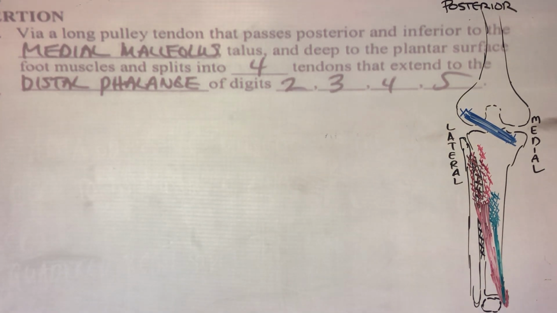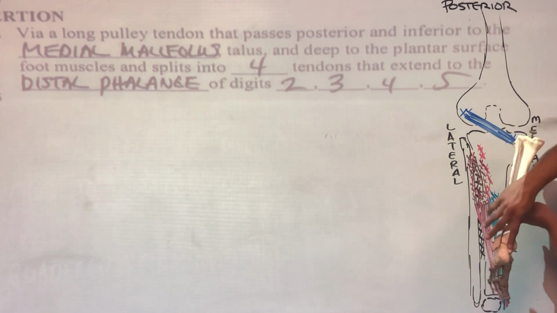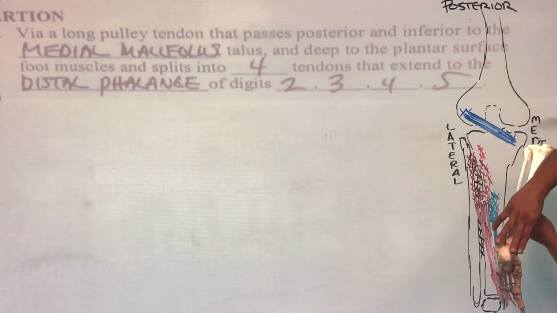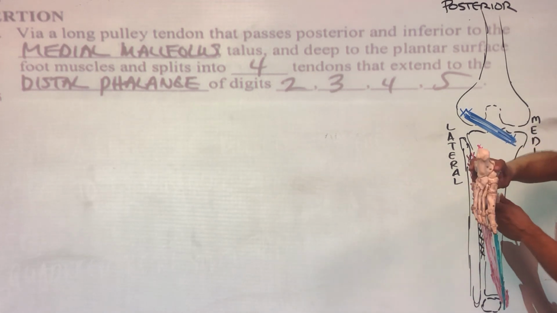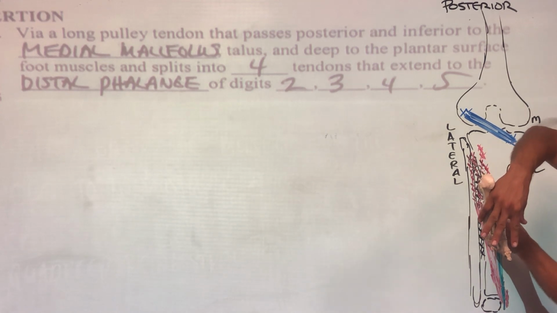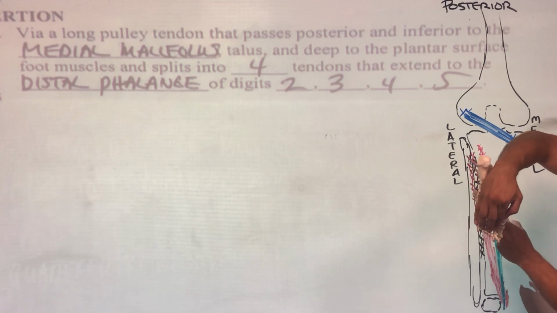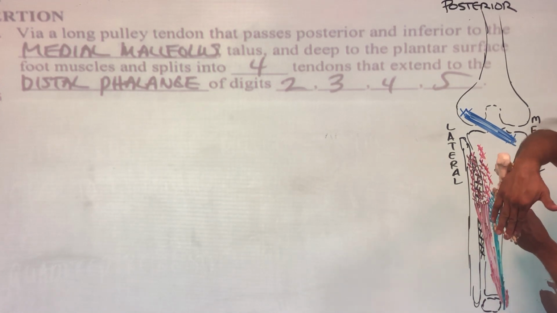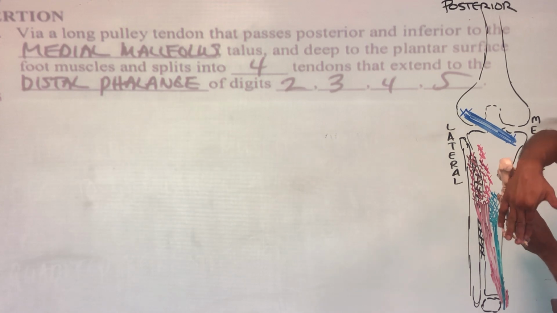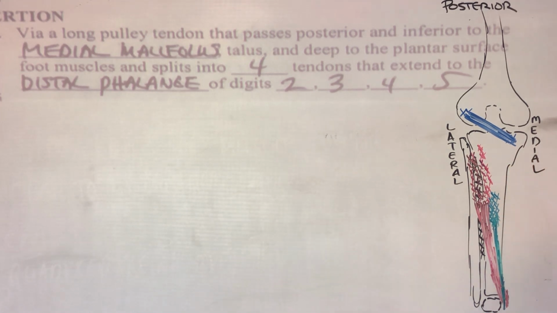Okay, and then again, if I move here's the tibialis posterior, then you have the flexor digitorum longus, and as I bring it under, it's going to attach to 4 different tendons. They're going to split off like so, and they're going to attach to digits 2, 3, 4, and 5, the distal phalanges of 2, 3, 4, 5. You see that okay? So 4 tendons become attached to distal phalanges 2, 3, 4, 5.